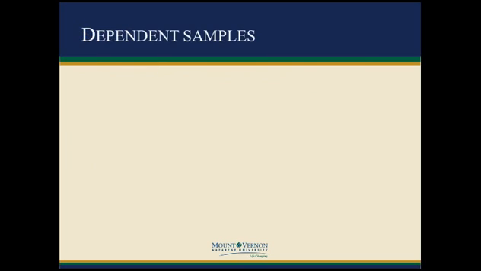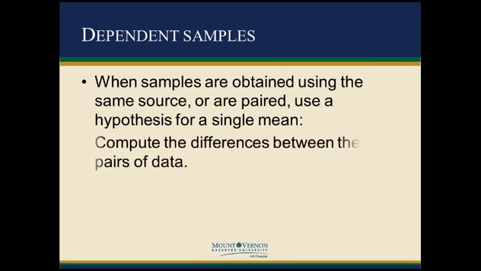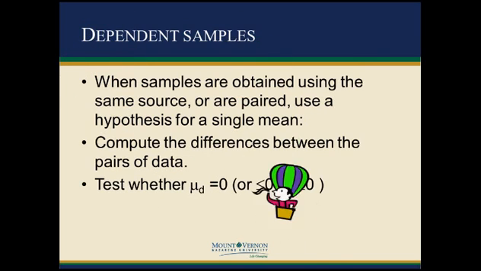Well, now we're going to go on and do this as if it was a dependent sample, which it is. This is a paired or dependent sample. To do this, you compute the differences between the pairs of data. Here it's very important that you specify what you're subtracting. You're going to test whether the average difference is equal to 0, or maybe if it's less than or equal to 0 or greater than or equal to 0. But you're comparing the average difference, not the averages to one another.